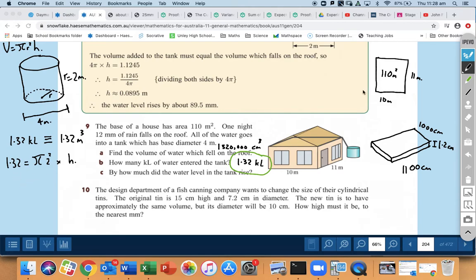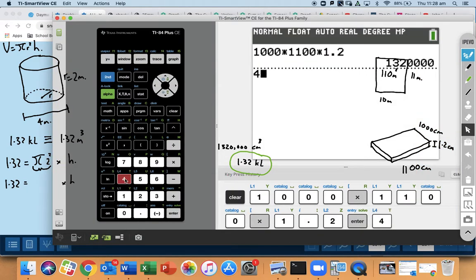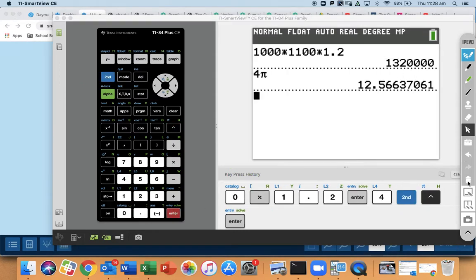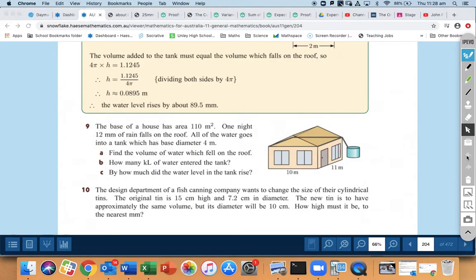Okay, so I'm going to use the procedure we were using in earlier videos. If we did 2 squared times pi and just make this all one number, we'd be saying 1.32 equals some number times the height. So what is 2 squared times pi? What is 4 pi? Let's go to the calculator and have a look. 4 times pi is 12.56. Let's make it 12.6. I don't think we need to be super accurate here.